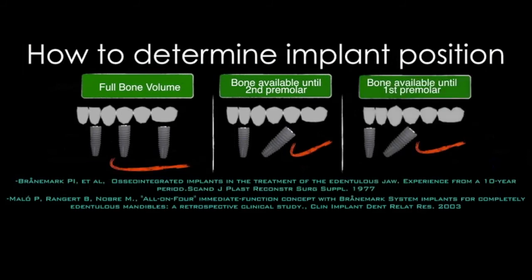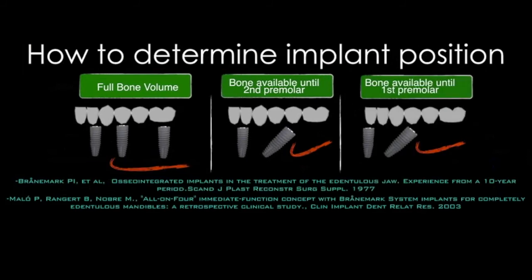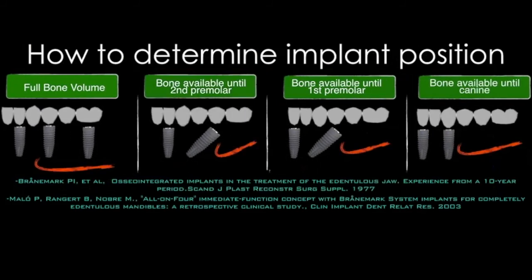So if you have bone to your first premolar, to your second premolar, to your first molar, or even if you have only bone available between your canines, remember that that's how Brånemark started all his initial studies with implants in the mouth, placing 4 implants in between the foramen to replace full dentitions on the mandible.